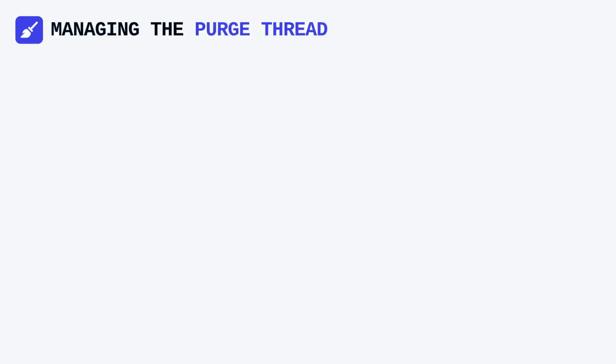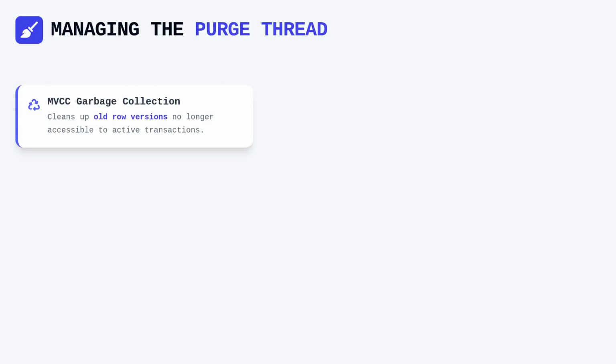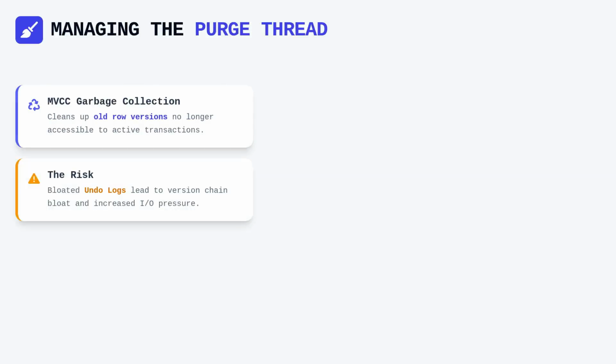Managing the purge thread effectively is the final piece of the throughput puzzle in long-running OLTP applications. The purge thread performs the necessary cleanup of old row versions that are no longer accessible to any active transaction, a process essential for MVCC garbage collection. When undue log growth is outpacing the purge process, you risk performance degradation and increased I/O pressure as the engine struggles to scan through bloated version chains.